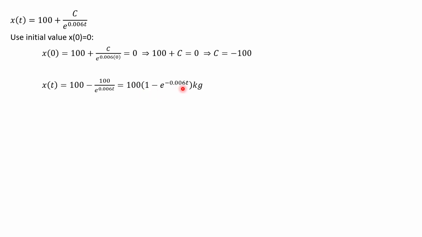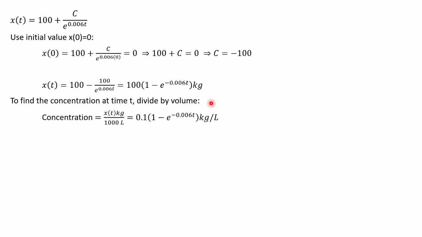So plugging that in, we get our function x of t is 100 times (1 minus e to the negative 0.006t), and this is kilograms because it's the mass of the salt. And so now to find the actual concentration at time t, we have to divide by volume because concentration is amount per volume. And so our tank was 1,000 liters. So dividing this out, we get 0.1 times our same parentheses here, and this is kilograms per liter now.